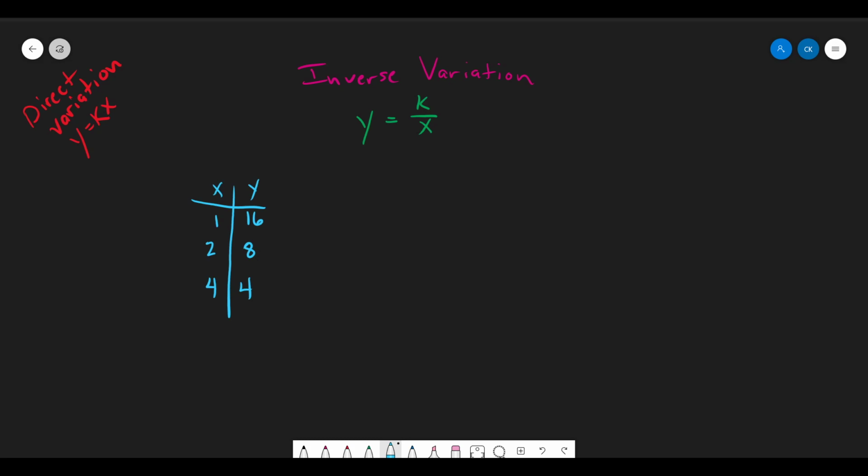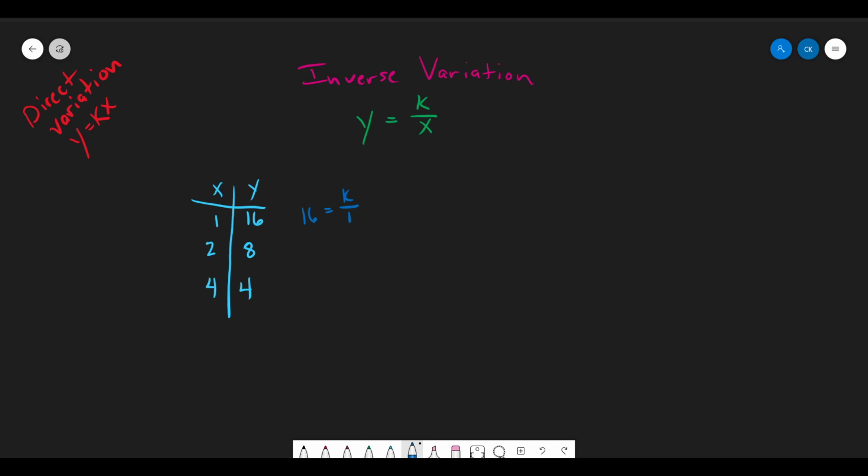Well, all we have to really do is check them, test it out. So first I'm going to test our new idea of our inverse variation. All I'm going to do is replace the x with my x, and the y with my y. So I'm going to get 16 equals k over 1. And what I need to do here is solve for k. As long as k is the same in every single point, then it's that kind of variation.